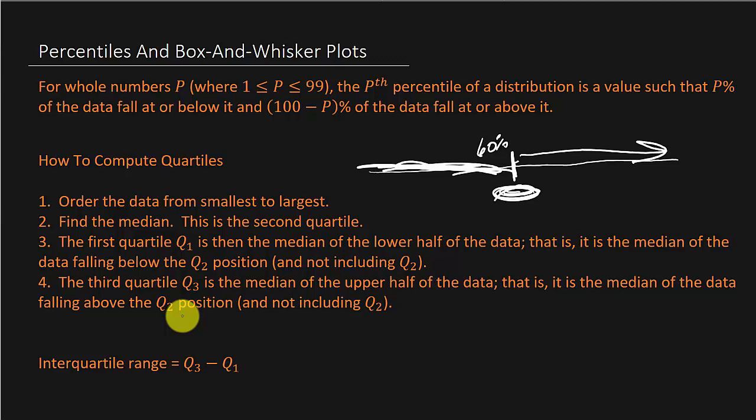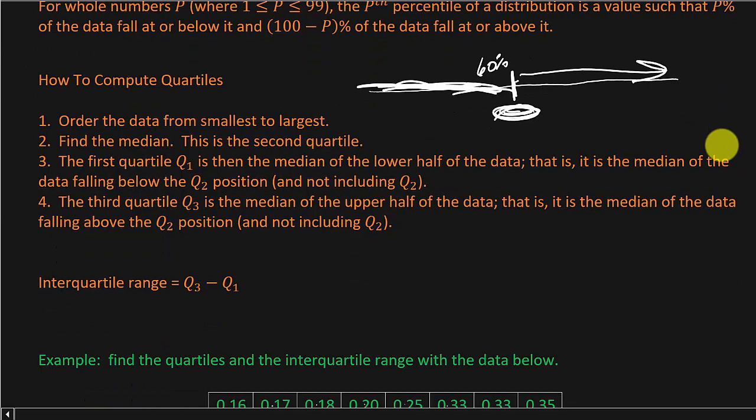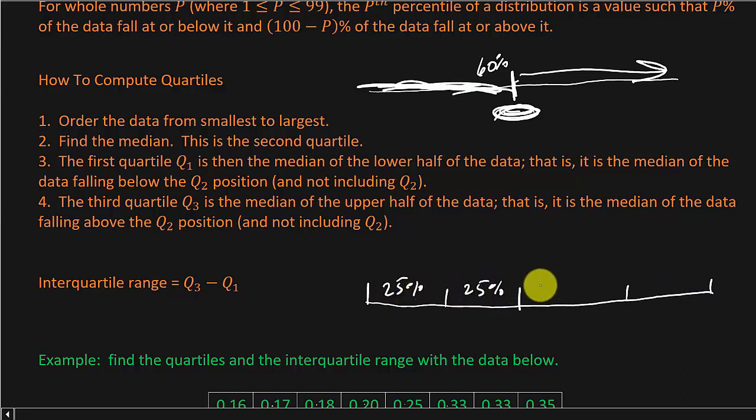So basically, if you've got your data here, let's draw this in the middle, here and here, this would be 25%, 25%, 25%, and 25%. We'll break the data up into fourths. This would be Q1, Q2, and Q3. This would be your 25th percentile, this would be your 50th and 75th percentile.